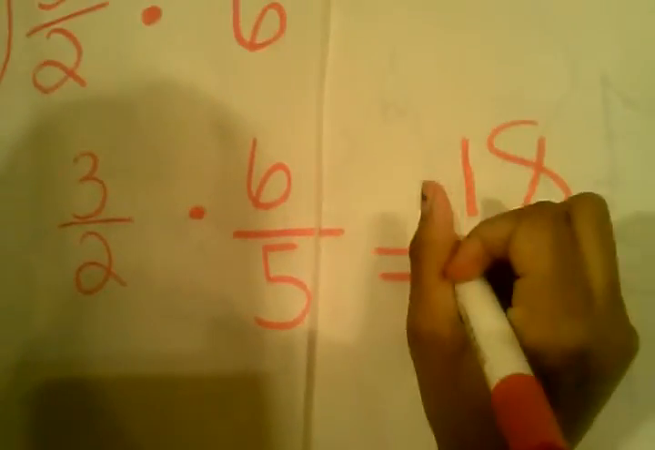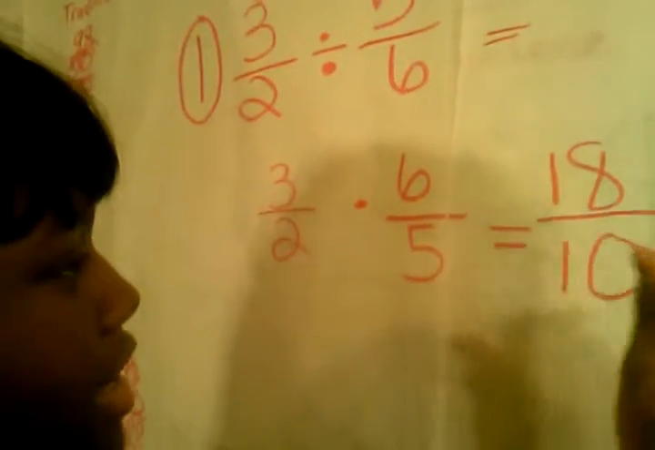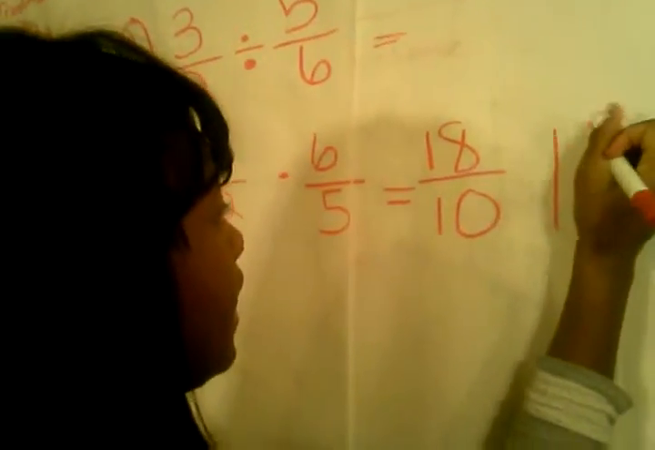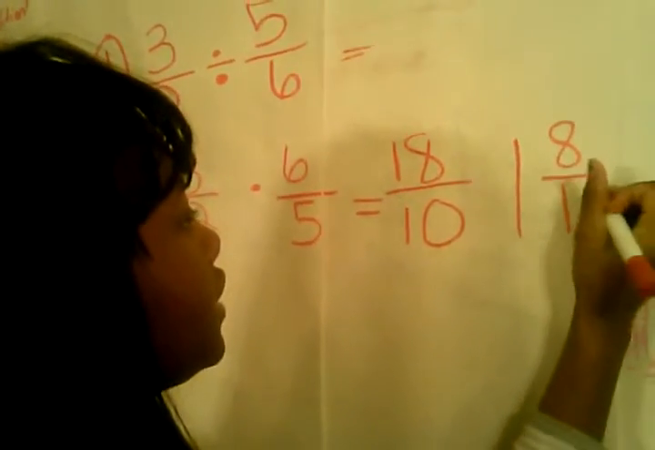Then 3 times 6 is 18. And then you do 5 times 2, which is 10. And that's an improper fraction, so you have to turn that fraction into a mixed number. So 10 goes into 18 1 time, remainder 8 over 10.